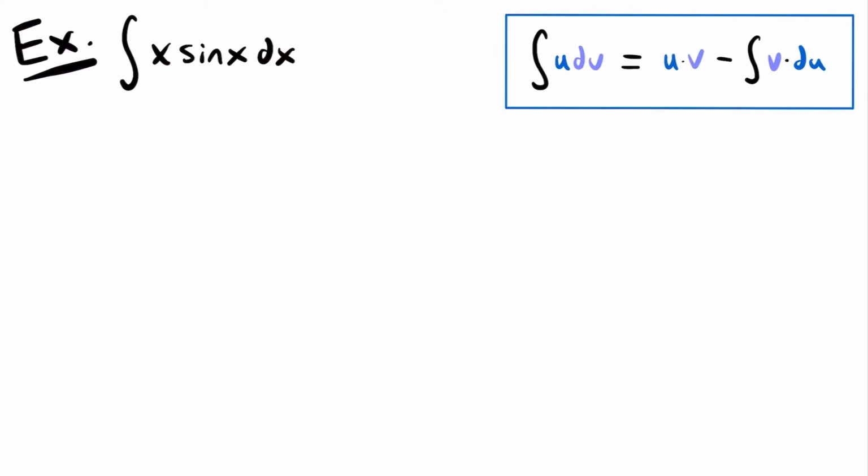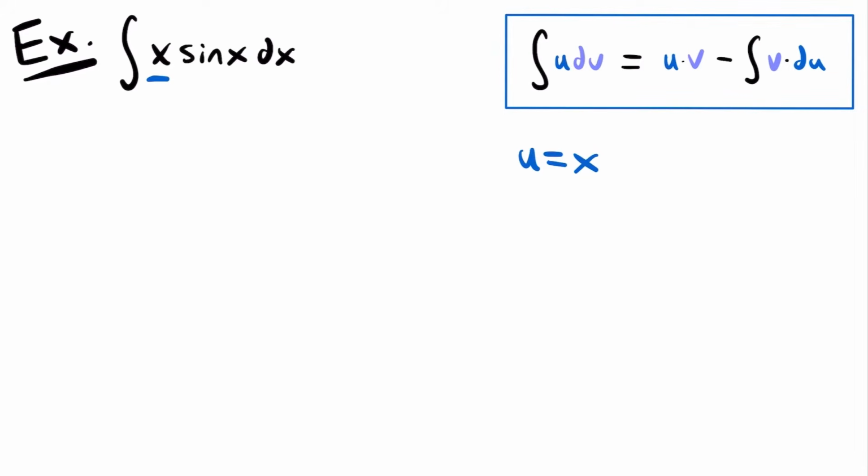And so I wouldn't say that sine x becoming cosine x is any simpler. It just became another trig function. And so I believe it makes more sense to set u equal to x. And so let's do that. We will set u equal to x. So we'll have u is equal to x.